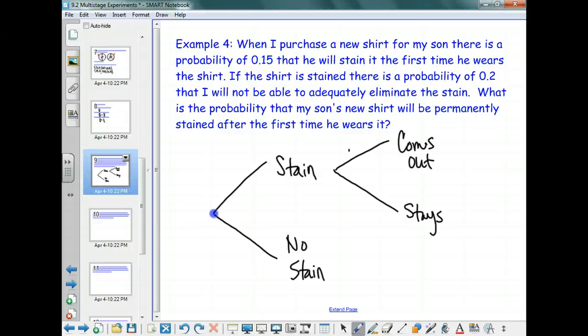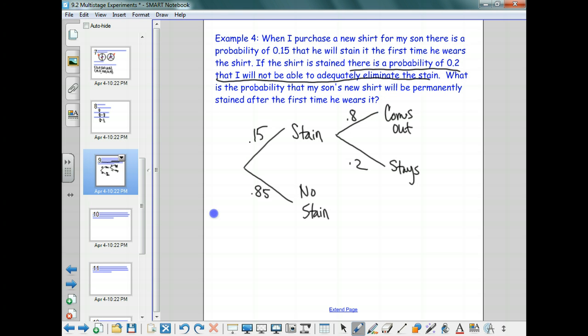It's actually 0.8, because it told you the probability that it's permanently stained is 0.2, right? So there is a 0.2 probability that I will not be able to get it out. The question that was asked then was, oh, I didn't write this in here. The probability it was stained was 0.15. Not stained was 0.85. All right, so let me write this in.